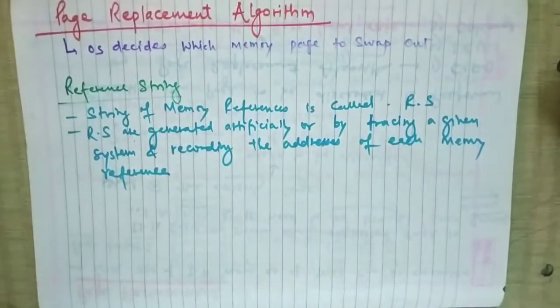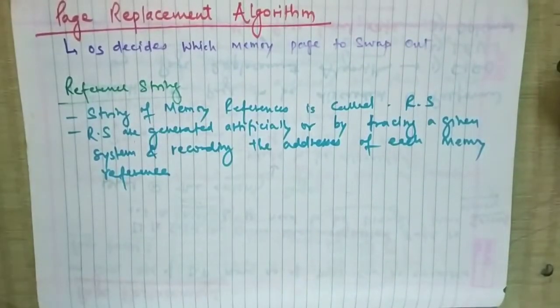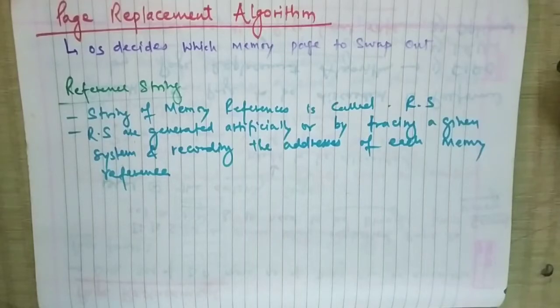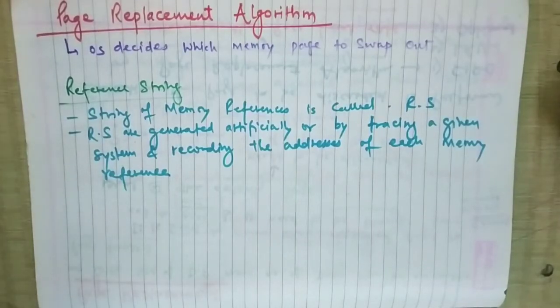So this reference string will be given to us, and with the help of that reference string we have to find the quality of the algorithm.